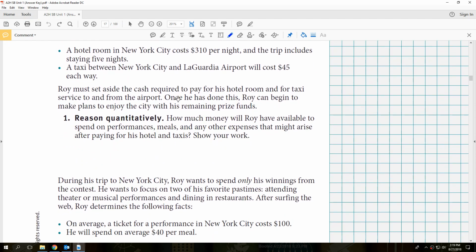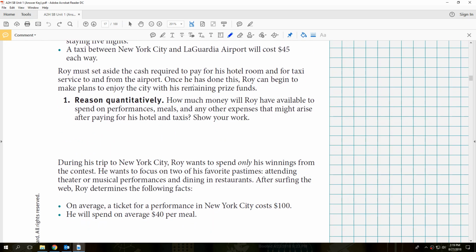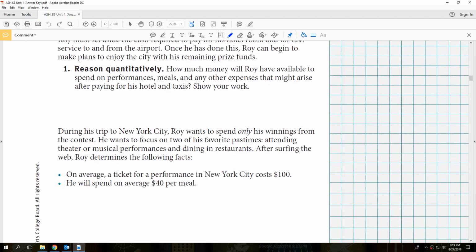So Roy must set aside the cash required to pay for his hotel room and for a taxi service to and from the airport. Once he has done this, Roy can begin to make plans to enjoy the city with his remaining prize funds. So I guess the real big question is how much does he have left, right? He won $3,000, but he's going to have to pay for those basic expenses. So number one is asking just that. How much money will Roy have available to spend on performances, meals, and any other expenses that might arise after paying for his hotel and taxis?